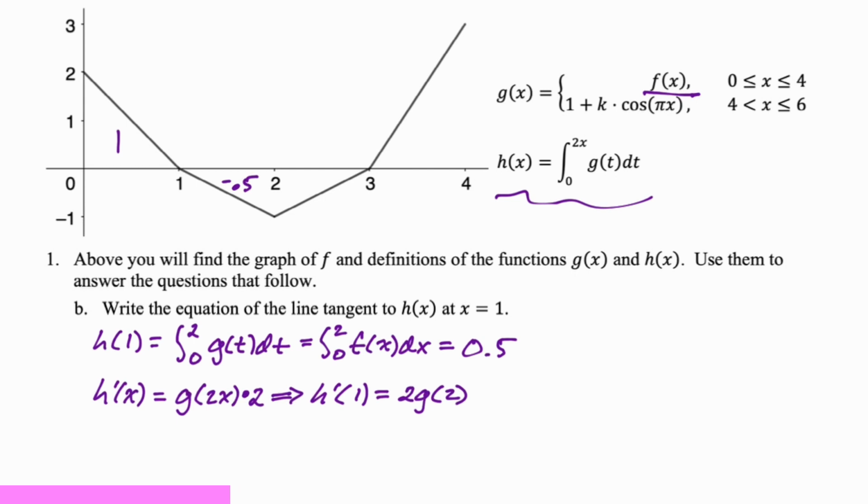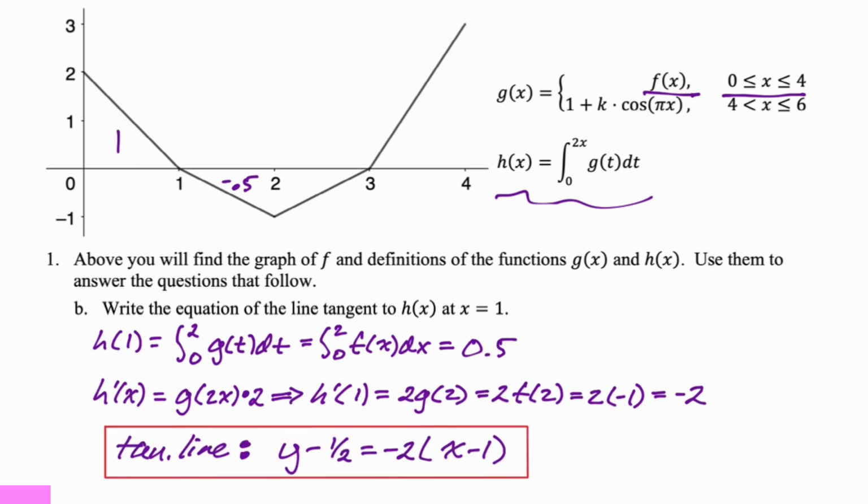And then g of 2, we know that between 0 and 4, we're supposed to use f, so g of 2 is going to be f of 2, so 2f of 2. F of 2, if we look at it, is going to be -1, so that's from the graph. And so we know that h prime of 1 is -2. And then we'll write the tangent line in point slope form. Y minus 1/2 is -2 quantity x minus 1.